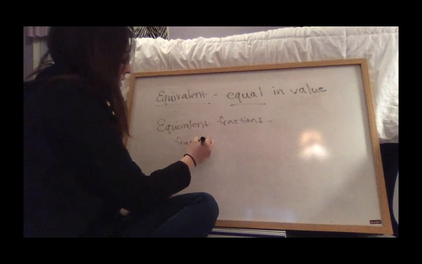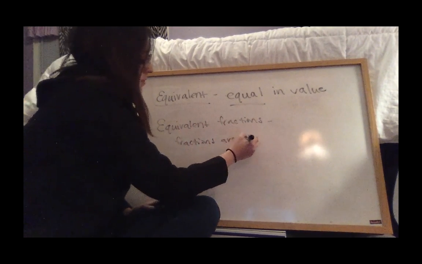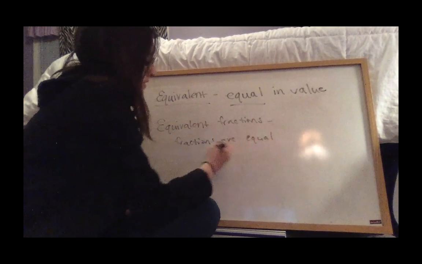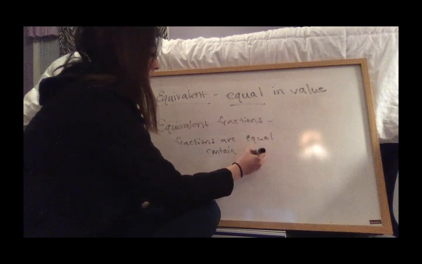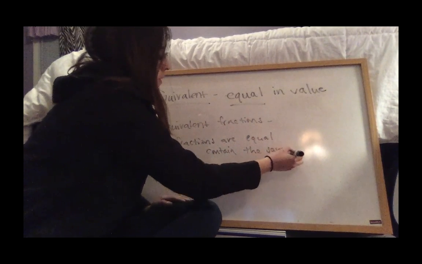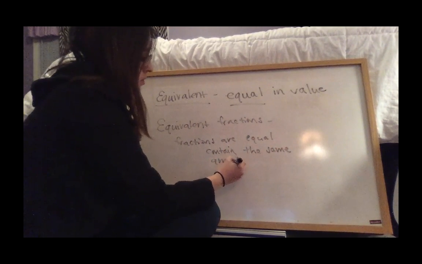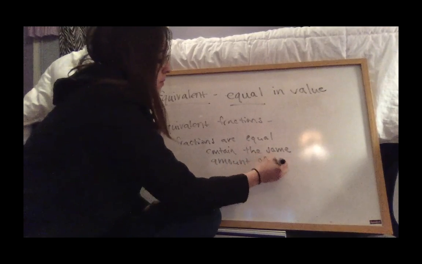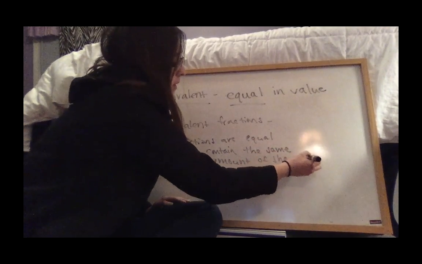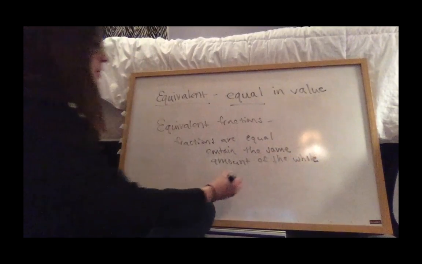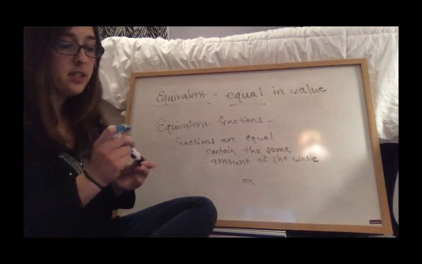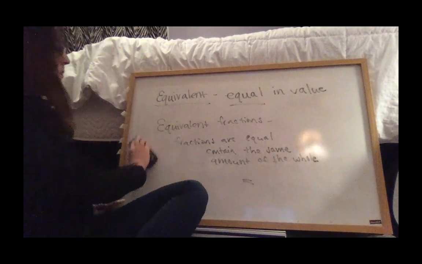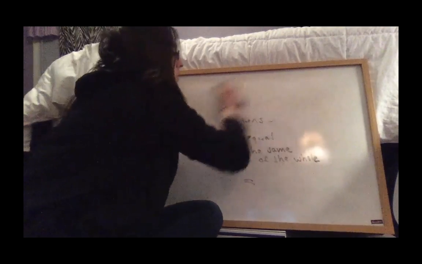Fractions are equal and contain the same amount of parts, containing the same amount of the whole. Okay, so they're going to be equal. And that's when we're going to use that equal sign. So let's look at these two fractions with our circle to see if they're equivalent.